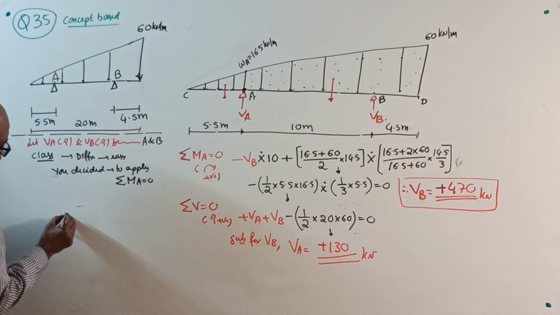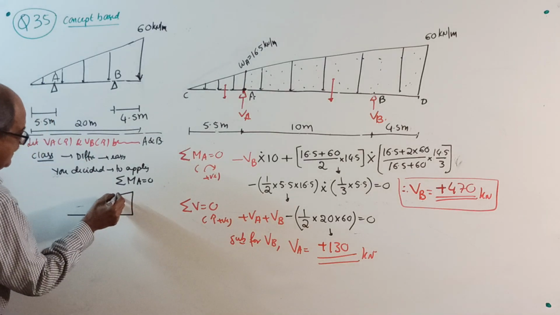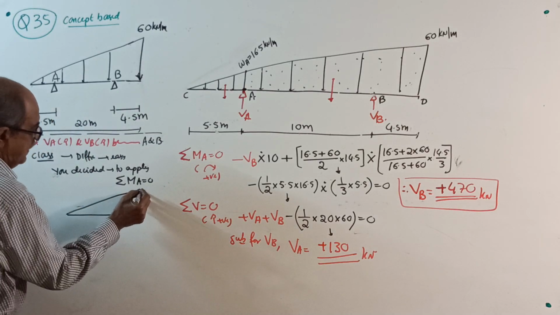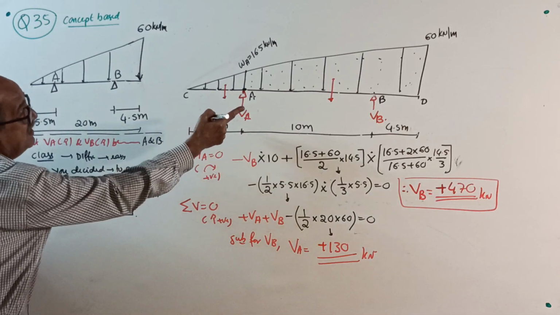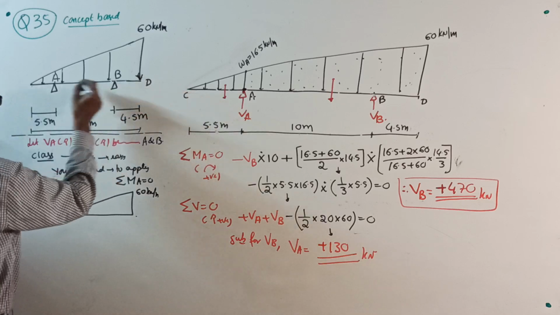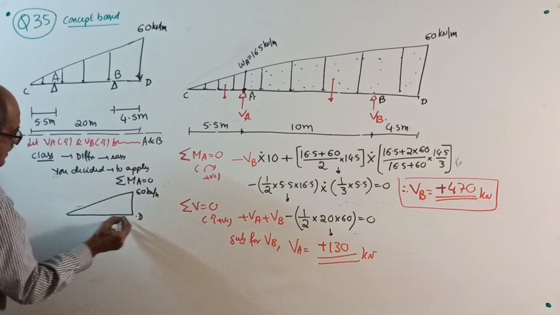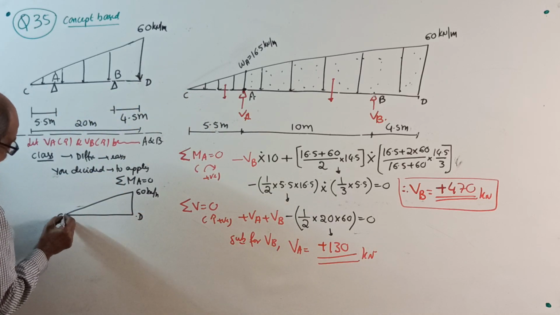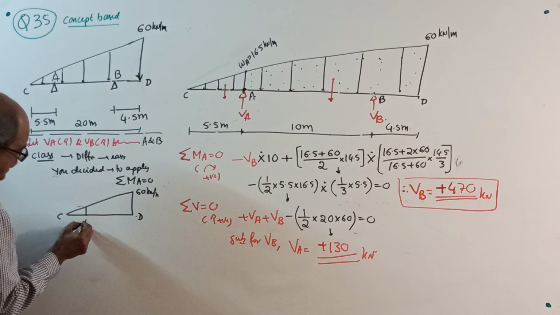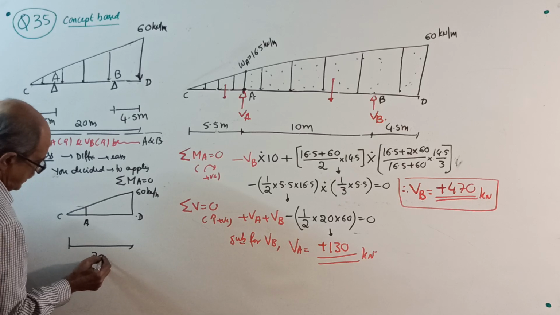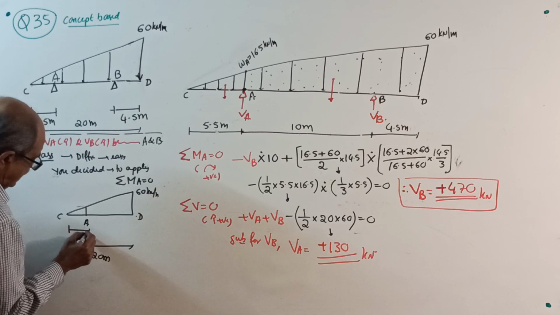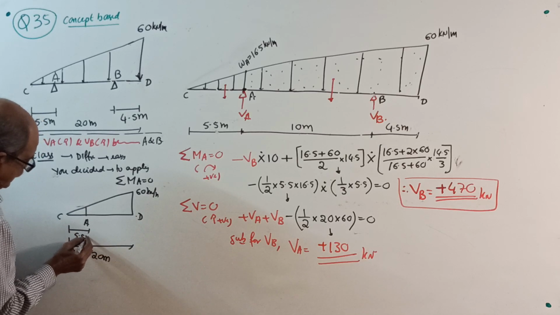See, you make a triangle here. This is 60 kilonewton per meter. This is the point D. You make this point as D and C here. Okay, D. This is C. See, somewhere here is the point A. Total length is 20 meter. From C to A is 5.5 meter.